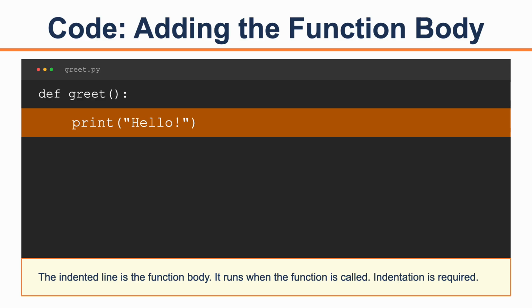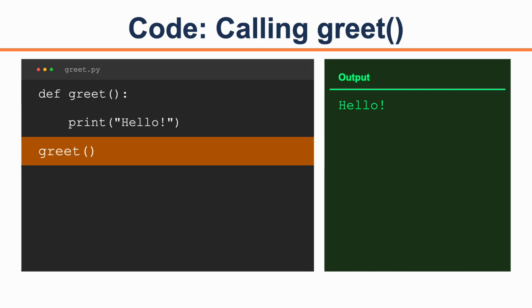Indentation is not optional in Python. It is how Python knows which lines belong inside the function. The final line calls the function. Writing greet followed by parentheses tells Python to run the function body. The print function runs and outputs hello to the screen. Every time you call greet, that same output appears.